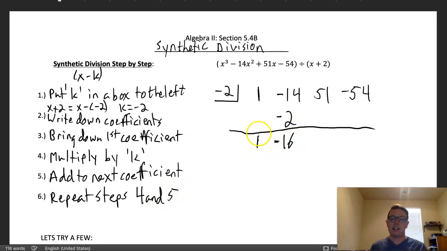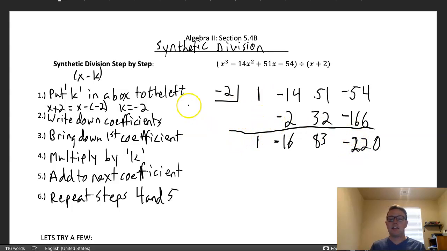So we have a negative 16. We're going to multiply that by negative 2. Negative 2 times negative 16 is positive 32. We're going to write that down here. Add those two together. So we're going to have 83. We're going to multiply 83 by negative 2. Let's pull out our calculators. 83 times negative 2 is going to give us negative 166. We're going to add those two numbers together, so negative 54 plus a negative 166. That's going to give us a negative 220.